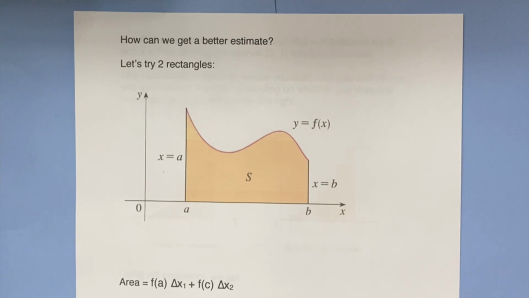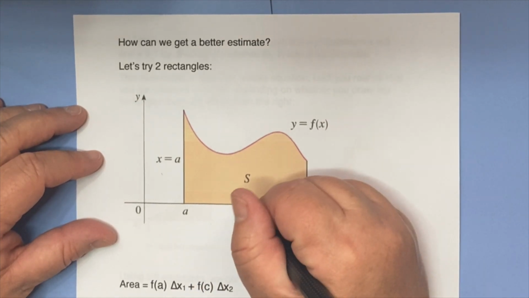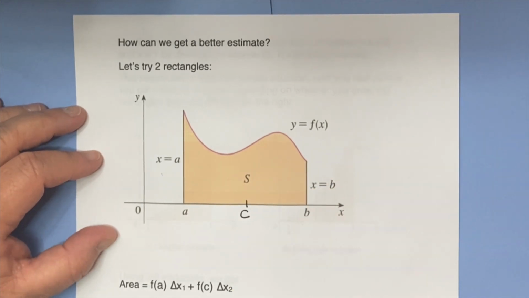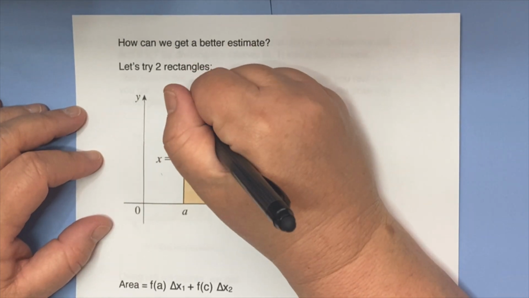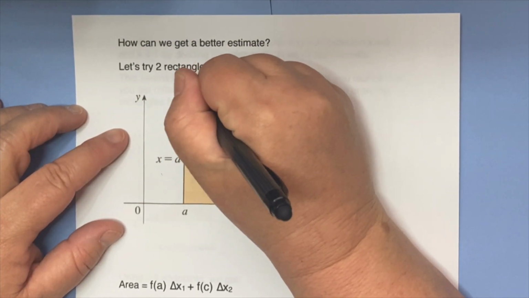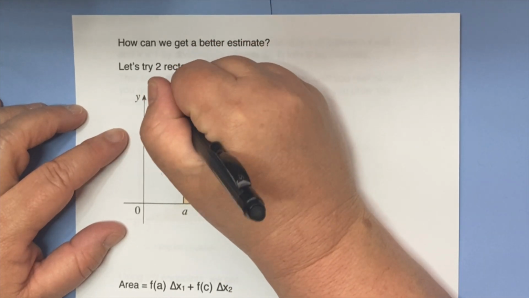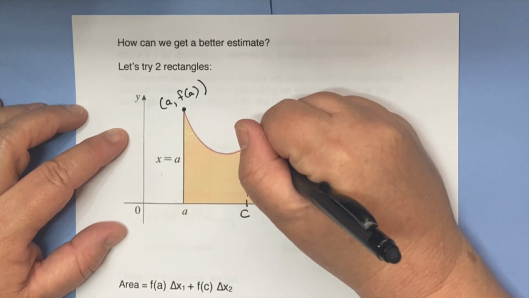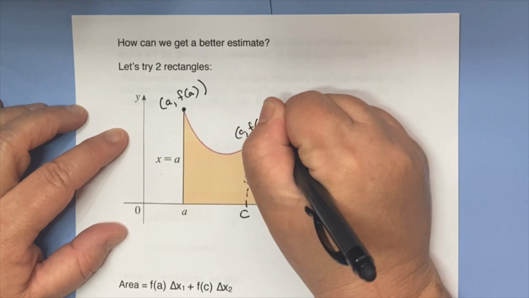And here, we're going to try 2 rectangles. So, what I'm going to do is go halfway between A and B, and I'm going to roughly mark it, and that's going to be the point C. And then I have here the point f of a. This is f of a up. The full point is a comma f of a. And then I can also go up to C. There's f of C.